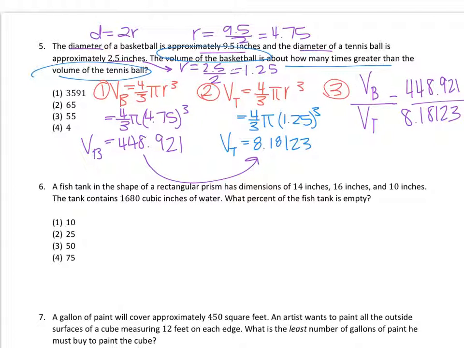So 448 divided by 8.18, of course those decimals are still there. We're going to type all the decimals in the calculator, and we get 54.8721. This rounds to 55, choice 3.